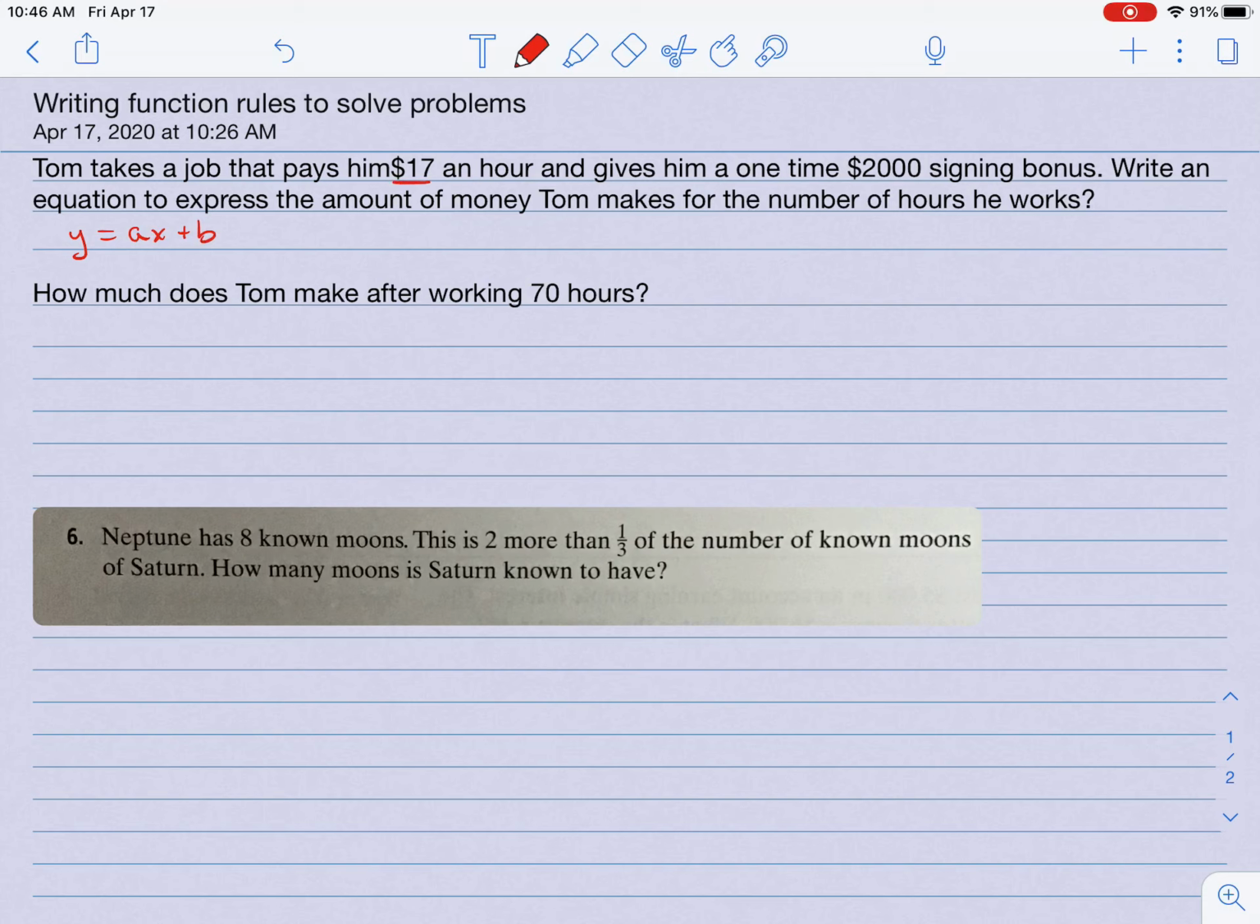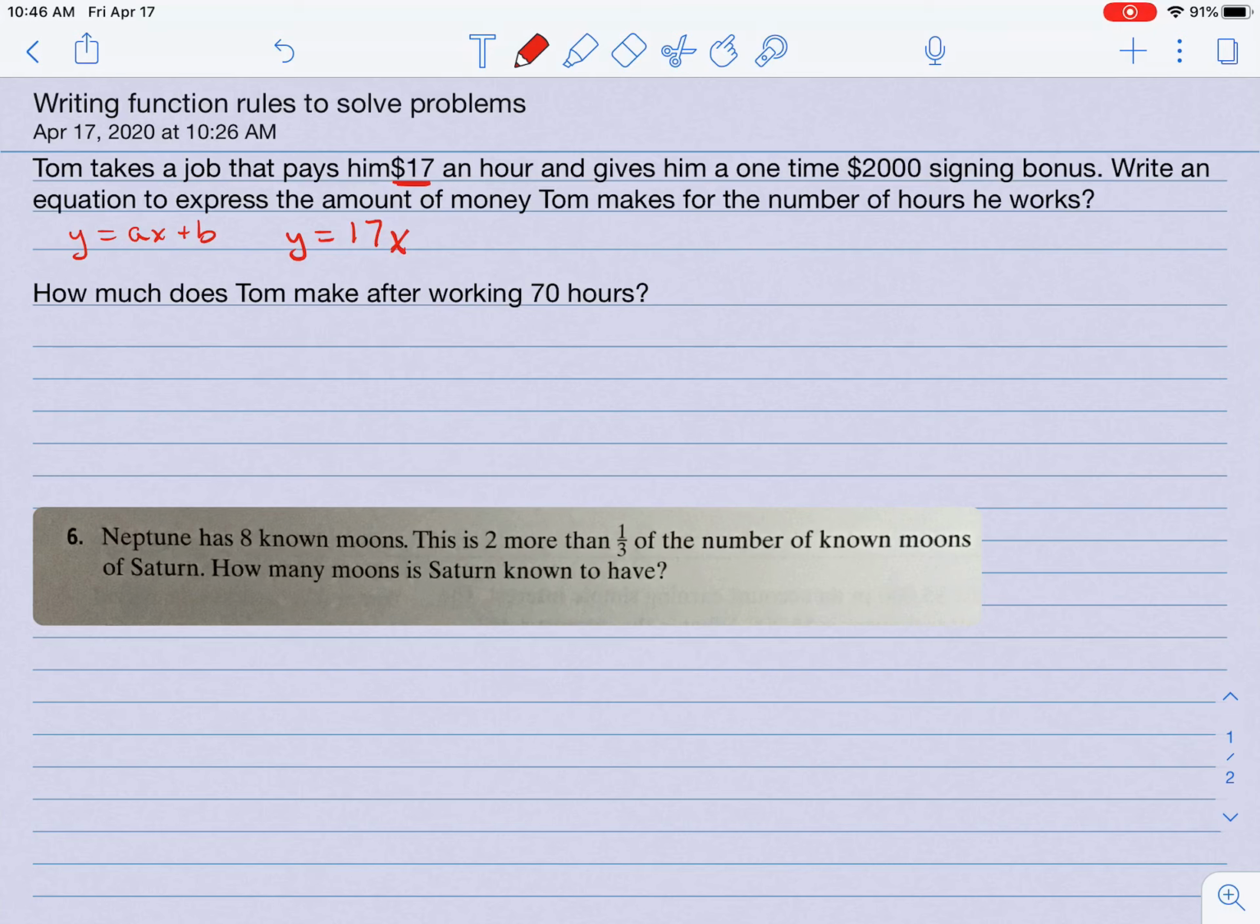And what we'll notice here is that the $17 an hour, so x is going to be the number of hours. So for every hour he works, you get $17. That's going to be that constant change. So we're going to replace a with 17. So you get $17 per hour.